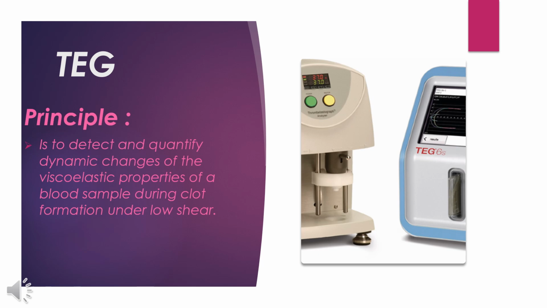Thromboelastography, or the TEG. Their principle is to detect and quantify dynamic changes of the viscoelastic properties of a blood sample during clot formation under low shear. So this is the TEG 5000 and this is the TEG 6S.